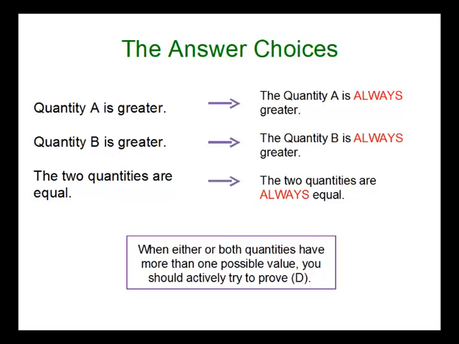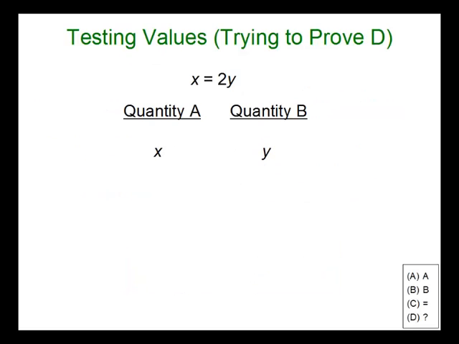And since that's the unique choice, you should actively try to prove D. It's easier to disprove that something is always true than to prove that there's a pattern at work. So for example, you can prove that quantity A is not always greater if you can show that there's at least one situation in which quantity B is greater. And that'll be our goal for a lot of these problems. And so let's return to that first example with that in mind.